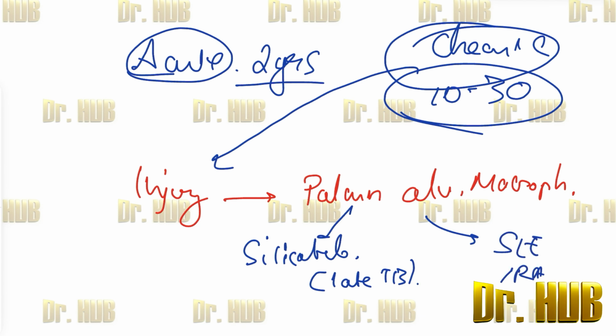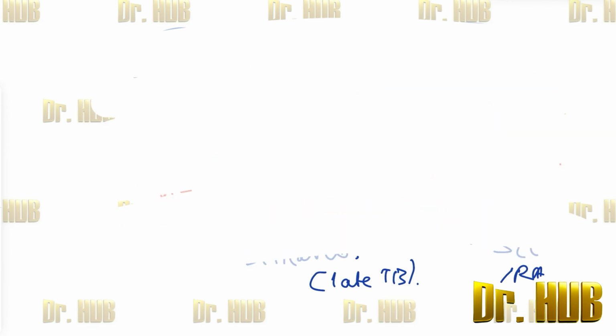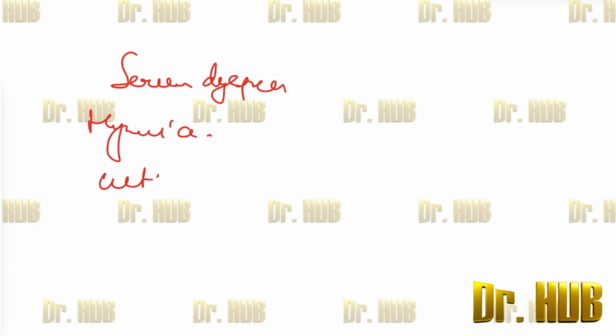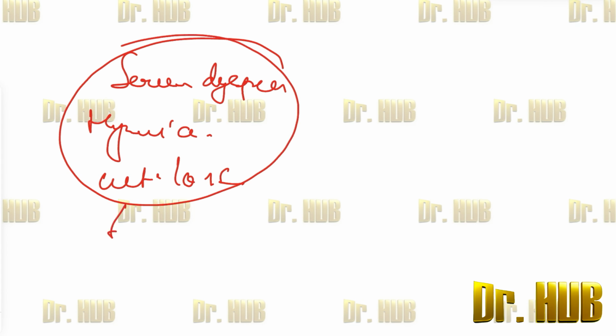Now let's look at the clinical features. The clinical features in case of acute include severe dyspnea, hypoxia, as well as weight loss. So dyspnea, hypoxia, as well as weight loss form an important triad of the acute.